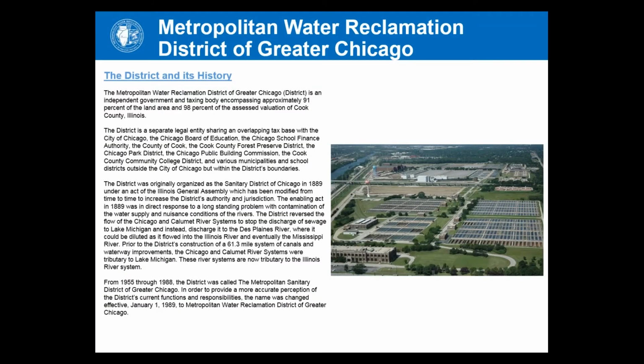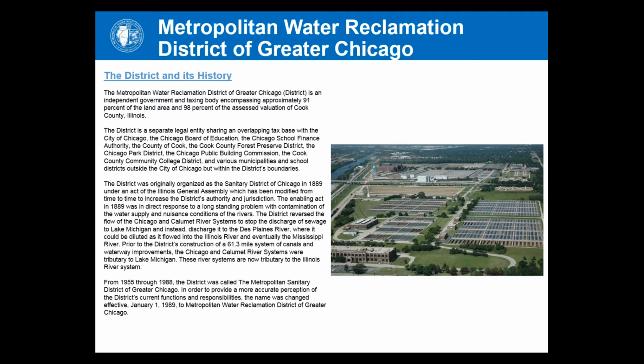So I'm not going to read the slide, but just a couple quick points about our history. The Metropolitan Water Reclamation District of Greater Chicago, which I'm going to call the district from here on out, is an independent government and taxing body that basically encompasses and services about 90% of Cook County and a little bit of areas outside of Cook County. It was originally organized as the Sanitary District of Chicago in 1889, so we've been around a really long time, and it was in direct response to a long-standing problem with contamination of the water supplies and the waterways.